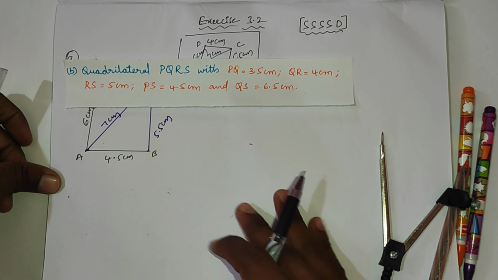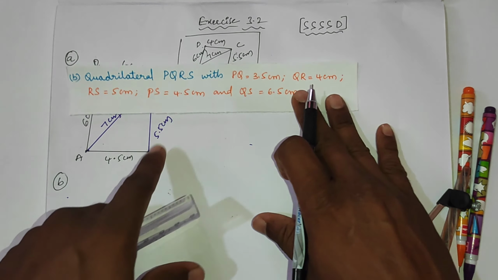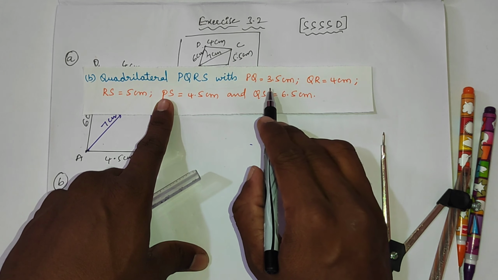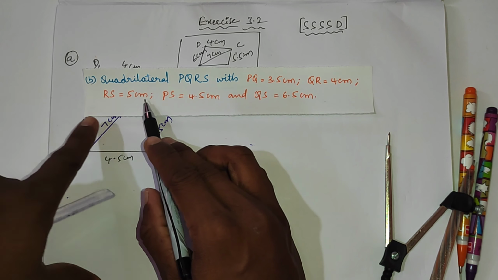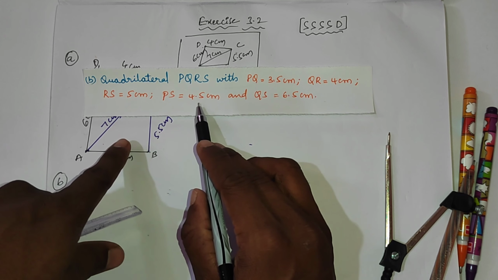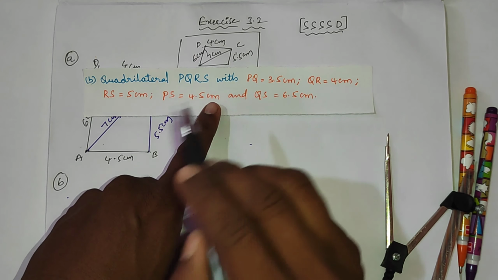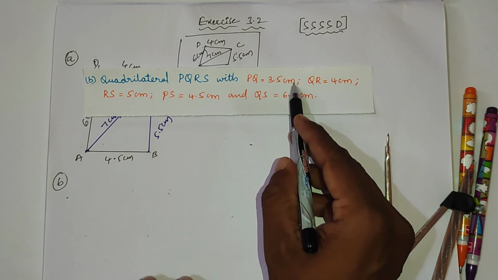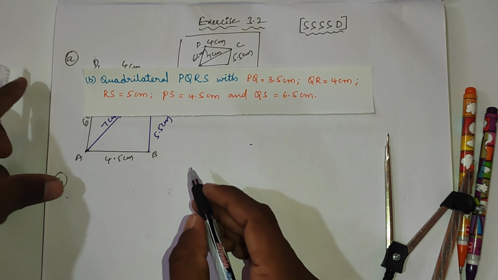So the second one, think about B. What's the question? Quadrilateral PQRS with PQ 3.5 centimeters, QR 4 centimeters, RS 5 centimeters, PS 4.5 centimeters and QS 6.5 centimeters. Okay. So again, same: given a diagonal, 4 sides with a diagonal. Okay. Come on, first we will draw a rough sketch here.